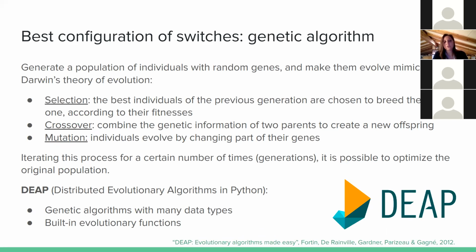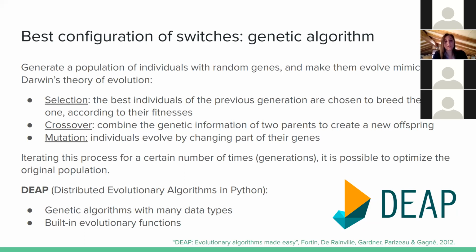Now, a genetic algorithm generates a population of individuals with random genes and makes them evolve, mimicking Darwin's theory of evolution. It has three main steps. The first one is selection. The best individuals of the previous generations are selected in order to breed the new generation according to their fitnesses. And then we have crossover or mating. You take pairs of individuals, you make them mate depending on some defined probability. You exchange their genes, let's say, to create a new offspring, or more than one, depending on what you need.